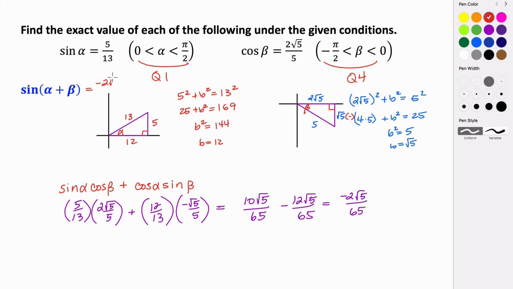We never actually found out what alpha and beta were. We didn't need to, but we could use these reference triangles to find this value.